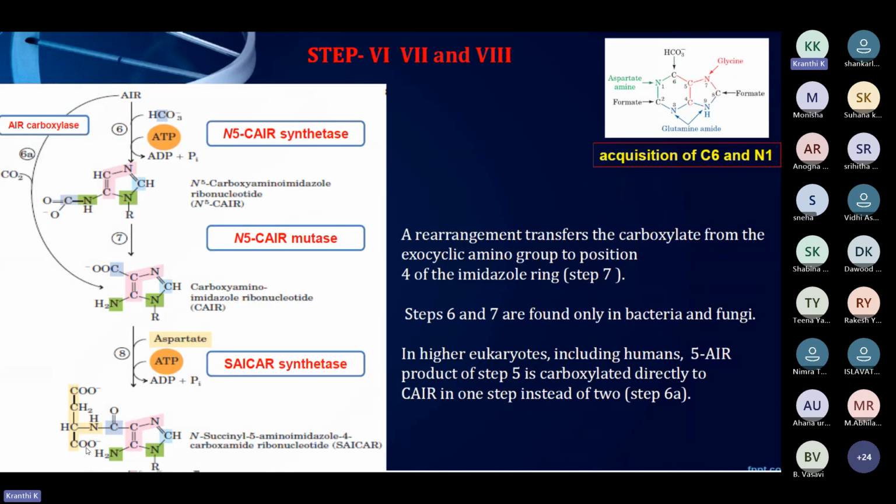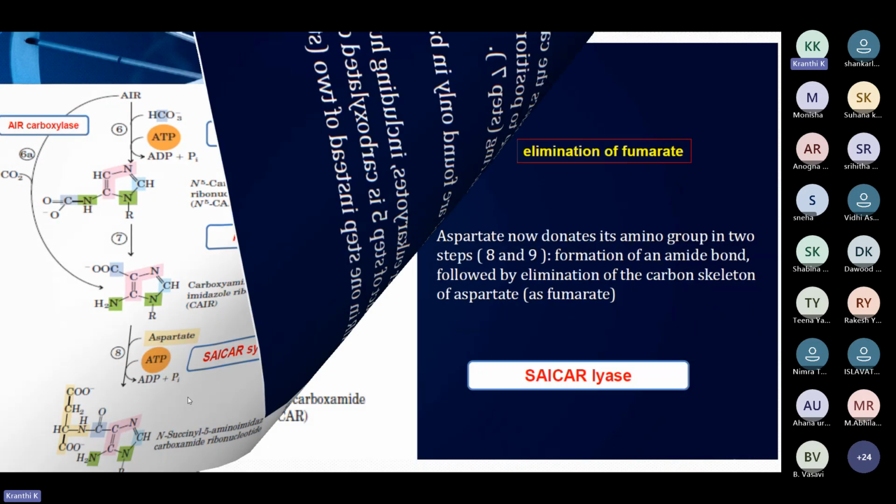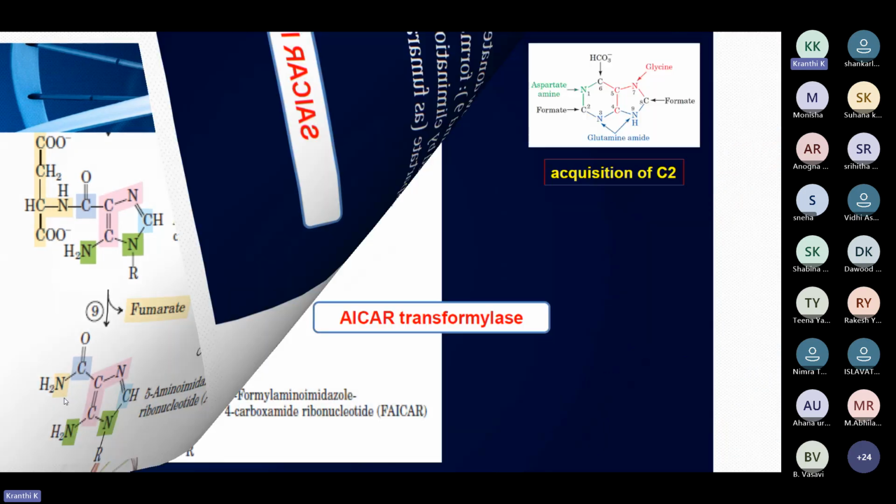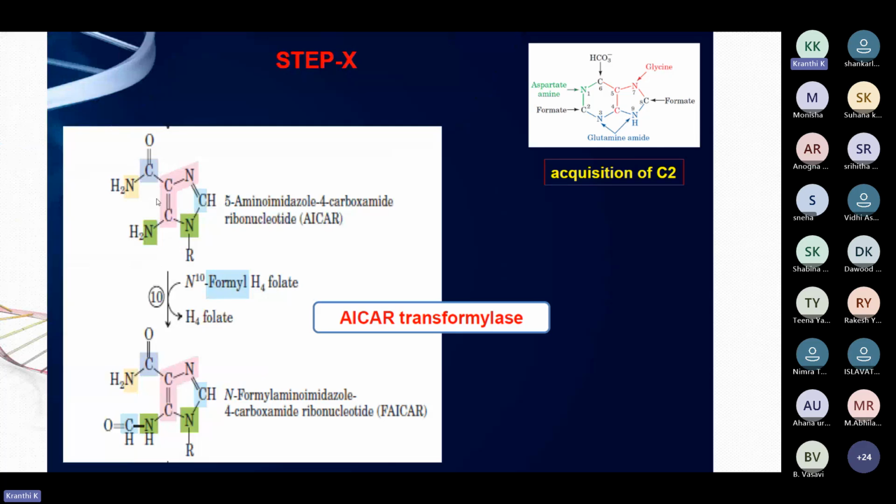Actually, this is called the fumarate. So this fumarate will be deleted in the next step. Okay. Then after elimination of this fumarate, this type of structure will form. Later, anyway, it is linked to the sugar molecule, right? See, this structure got formed.